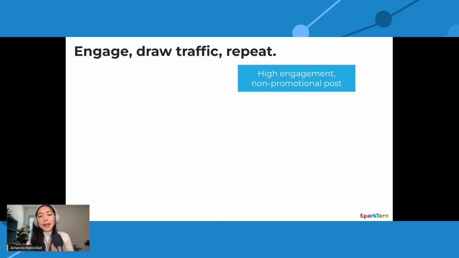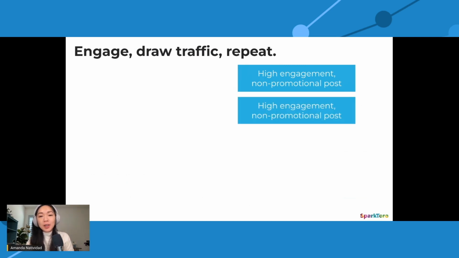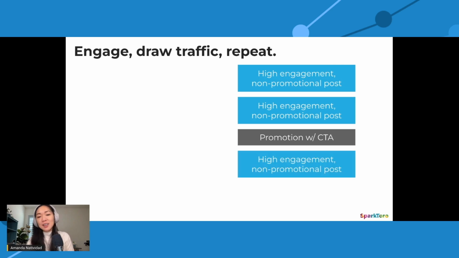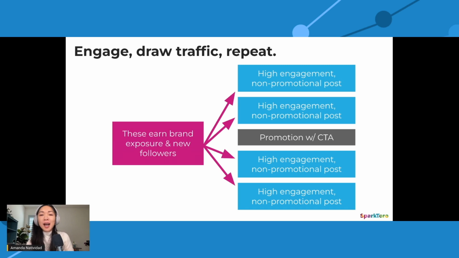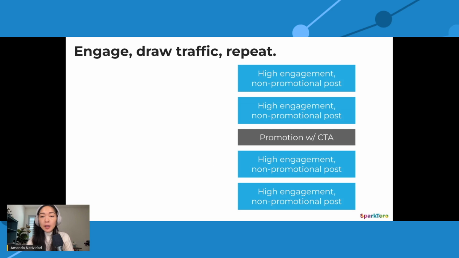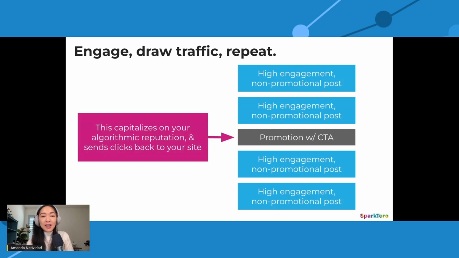So you create a high engagement, non-promotional post, another one of those high engagement non-promotional posts. Then you can sneak in your promotion with a call to action and then go back to your high engagement posts. So the thing is, these high engagement non-promotional posts, this is what actually helps you earn brand exposure and new followers. And it's the promotion with CTA that capitalizes on your algorithmic reputation and ultimately sends clicks back to your site.